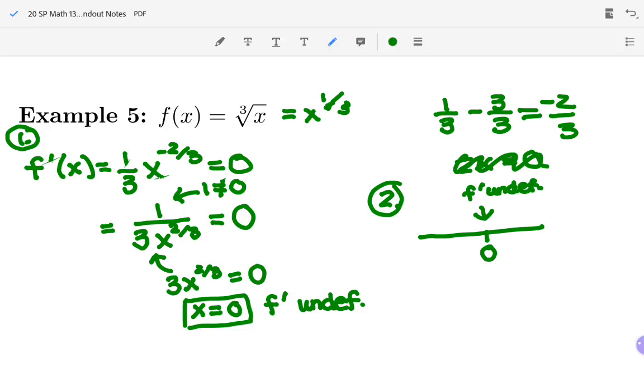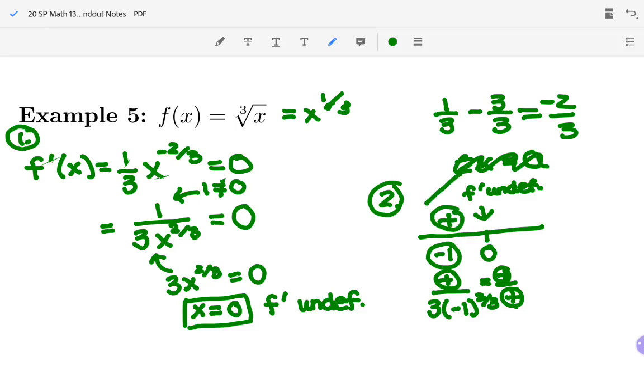Labeling my critical number, I choose any number to the left of 0. I might just choose like -1. I'm going to plug it into the derivative always. So for the derivative, the numerator is always 1, so the numerator is always positive. And the denominator, I'd have 3 times -1 to the 2/3. So 3 is positive. But what about -1 to the 2/3? That's going to be my deciding factor. The top is positive. What about -1 in parentheses to the 2/3? That's also positive. So I end up with a positive in the top divided by a positive in the bottom. This is positive. So at first, the function's increasing. The derivative is positive, which means the function's increasing.